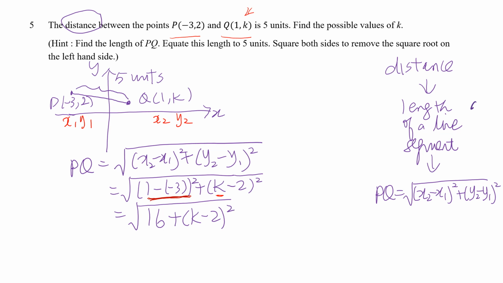Right. So go back and look at the question again. There's another piece of information that you've been told. Yes, the very important information here, where they say that the distance between these 2 points is 5 units. So you're given PQ is equal to 5 units. Since we're talking about the same thing, PQ equals this expression, and PQ equals 5 units.